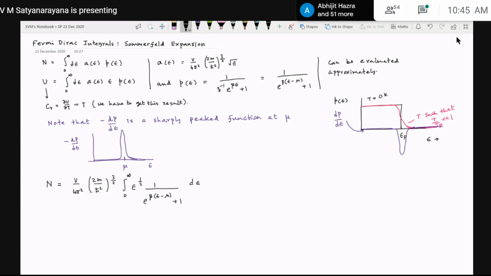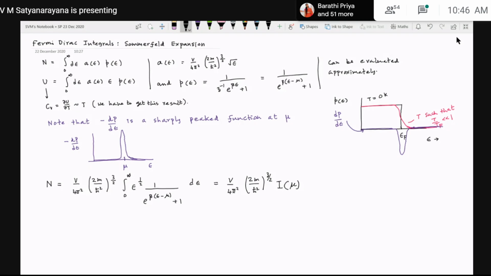Okay, so what I will do is I will simply call this one V by 4 pi squared. Now this epsilon is getting integrated out. So what will this be? This will be a function of mu. So I will write this as V by 4 pi squared into (2m by h bar squared) to the power 3 by 2 into, let me just call this integral alone as I of mu. So I will only concentrate on evaluating this I of mu.